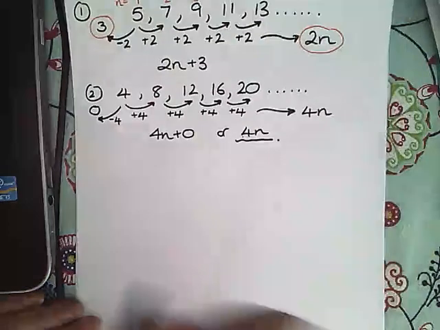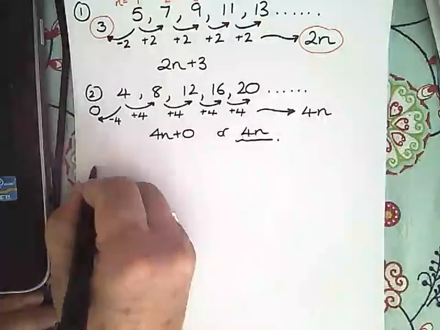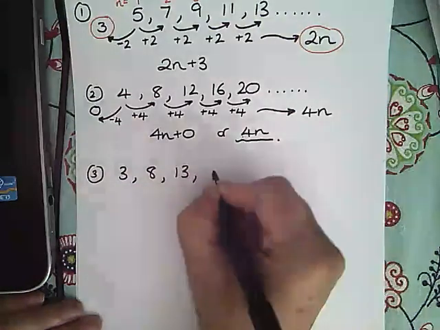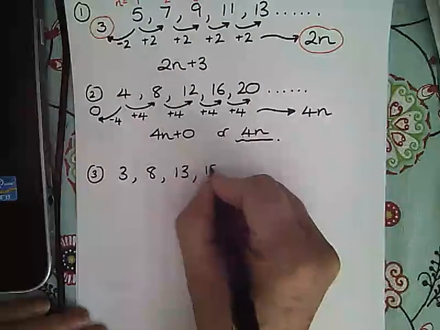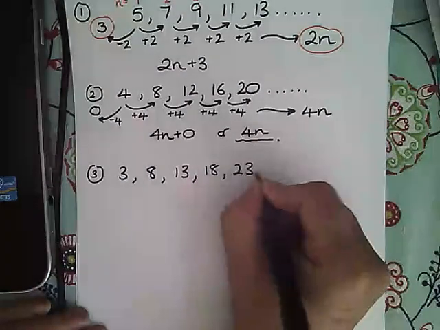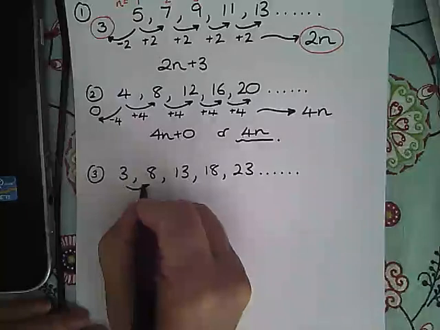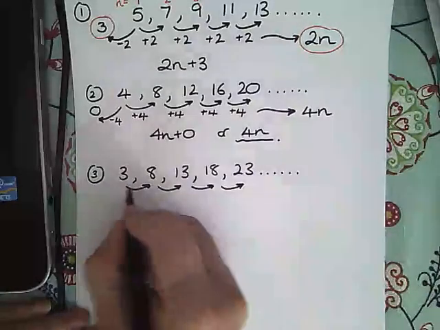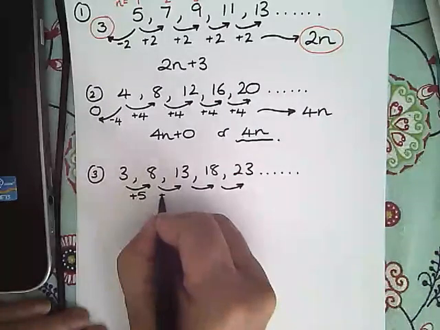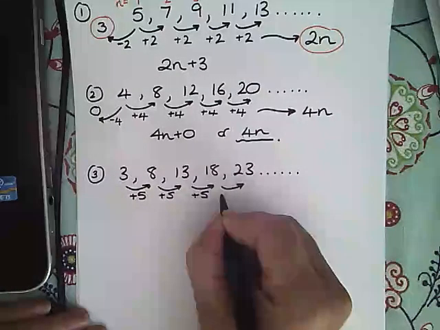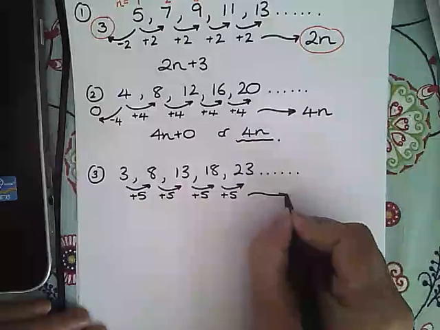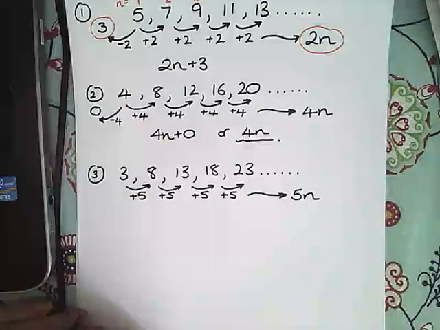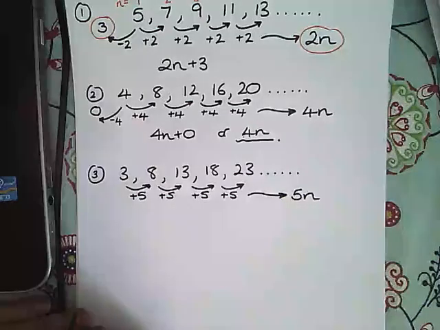Next example. 3, 8, 13, 18, 23. My looping arrows. I'm adding 5, add 5, add 5, add 5. That is telling me, this is positive, 5n is part of the rule for my sequence.